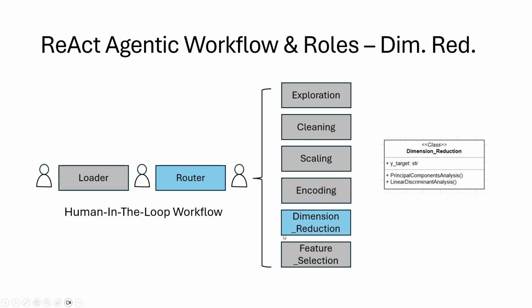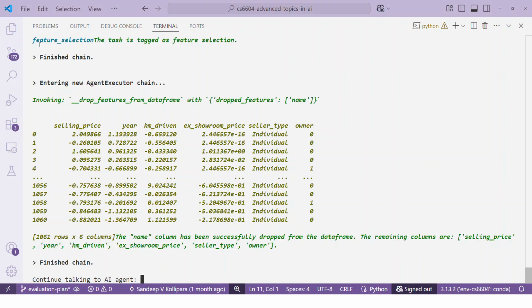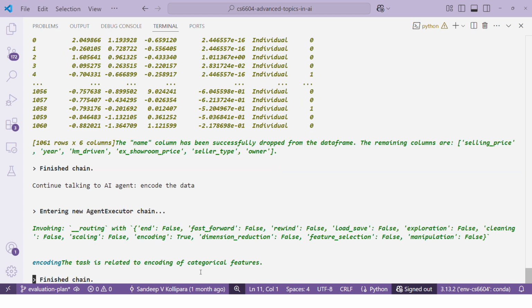So now we're coming to the feature selection. We kind of skipped dimensional reduction, but the feature selection agent takes care of selecting features and dropping features, and it also does feature selection techniques like random forest analysis and backward stepwise linear regression. Now we have dropped the name: the router agent called the feature selection agent, and the feature selection agent dropped the name column. So now we can safely encode our data without it blowing up our feature space like before.